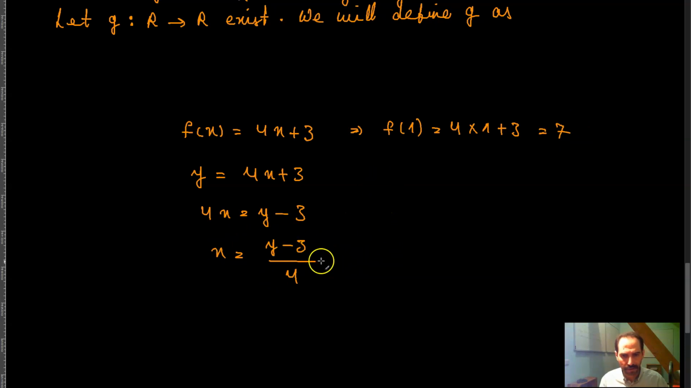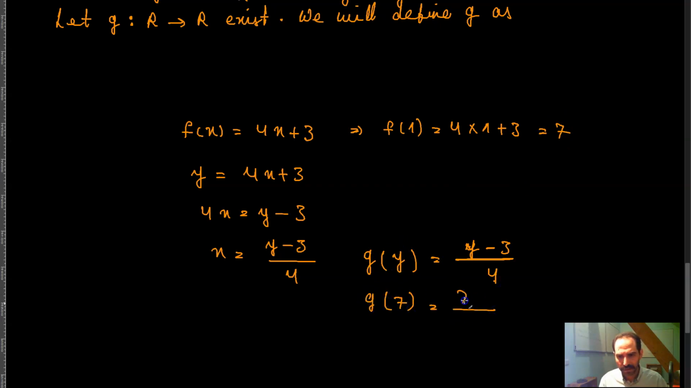Now if I give this 7 to another function, let me define it: call it g of y, defined as y minus 3 divided by 4. If I calculate g of 7, that gives me 7 minus 3 divided by 4, which is equal to 4 divided by 4, which is equal to 1.